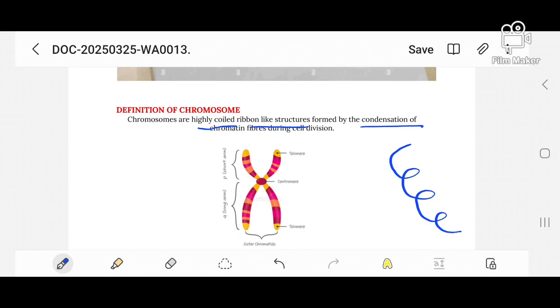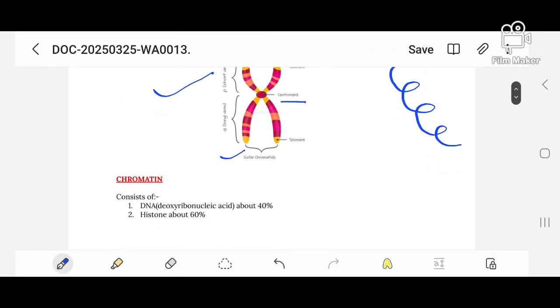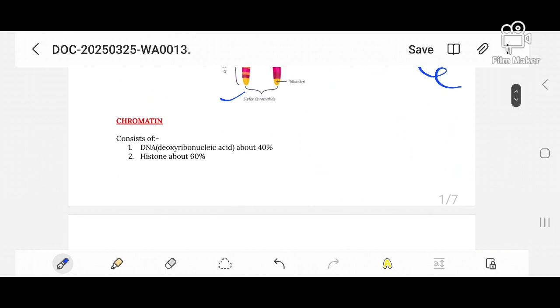This is the diagram of a chromosome. This is the centromere. These are the sister chromatids. You have to label centromere, sister chromatids, and nothing else. Okay, it may come.